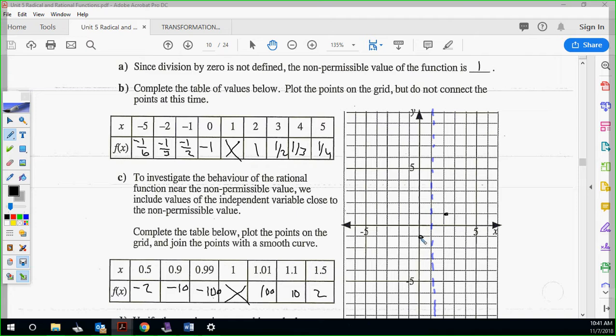So at -0.5, it's -2. And then you see it just keeps going down like this, so it gives you that idea that it's going like this. At 1.01, or 1.5, it's 2. And then it's 10, which we keep way up here. And so you see it's going like this. And so that's your graph for that rational function.